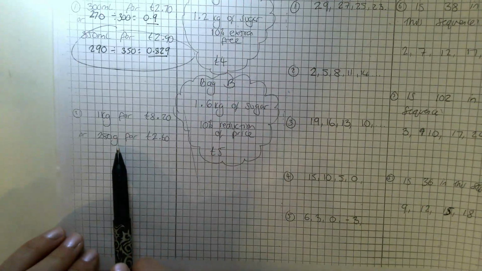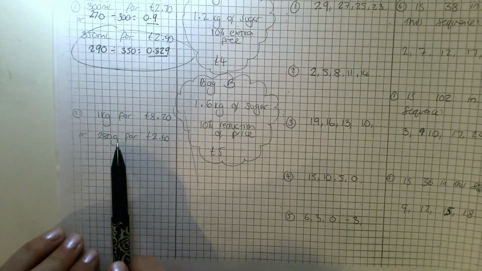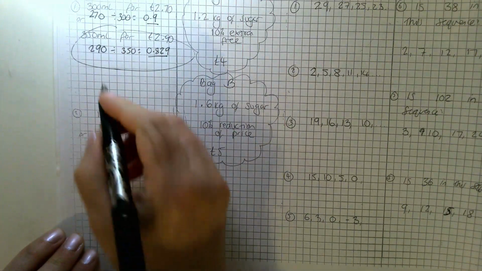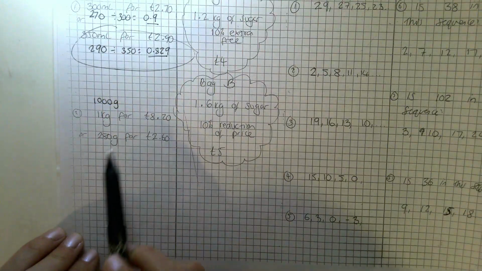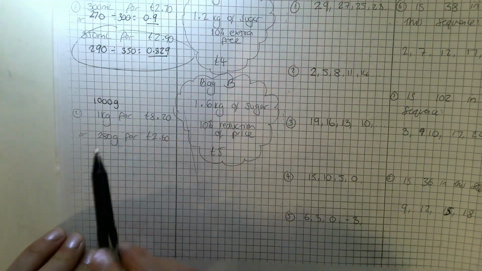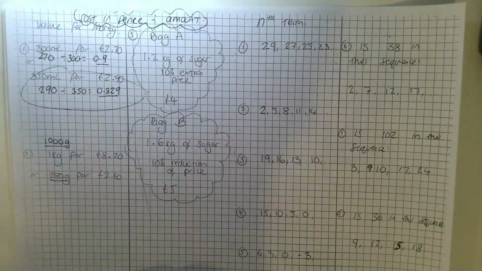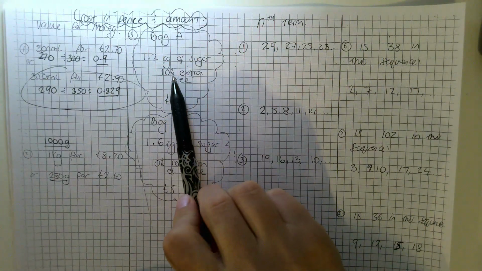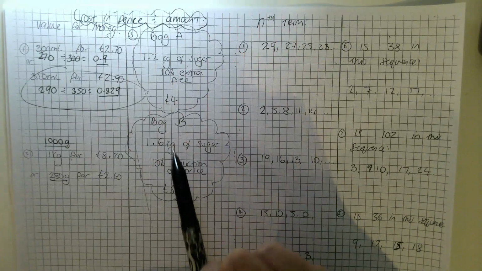When your units are different, you're going to need to convert them to the same. So convert this to grams. Your 1 kilogram, you can convert to grams. Or if you wanted to, you could have converted that to kilograms by dividing by 1,000. So make sure you're comparing the same units for both. For this one, you're comparing bag A and bag B. Which one's better value for money?